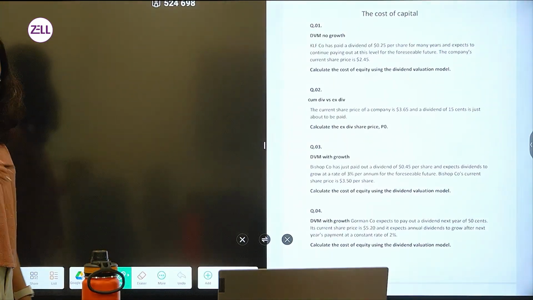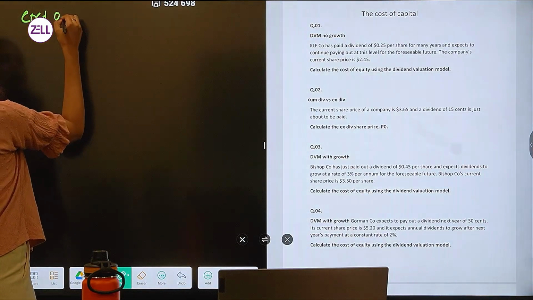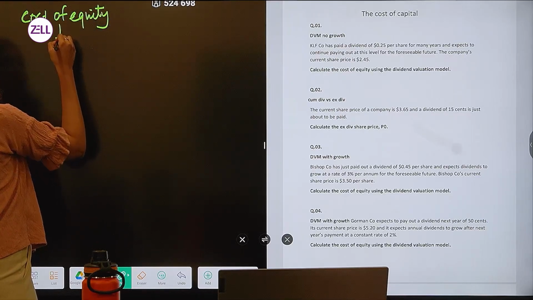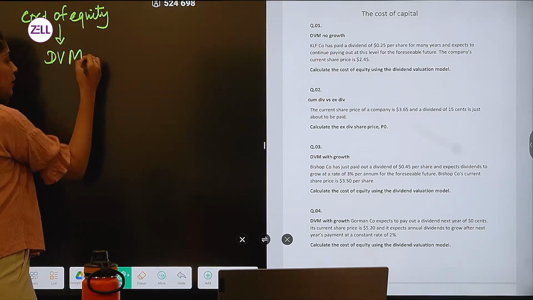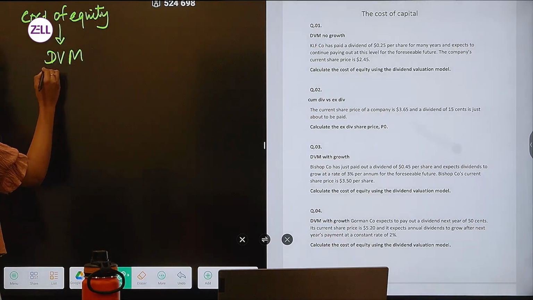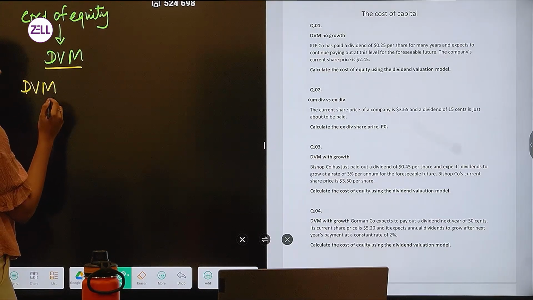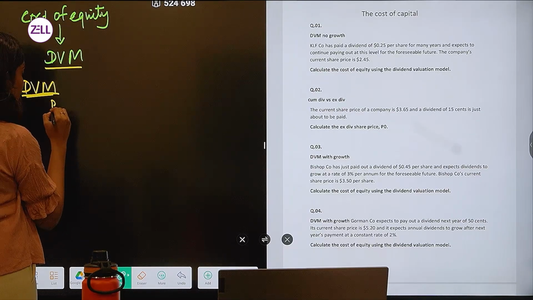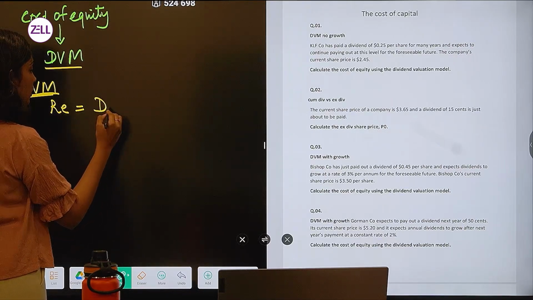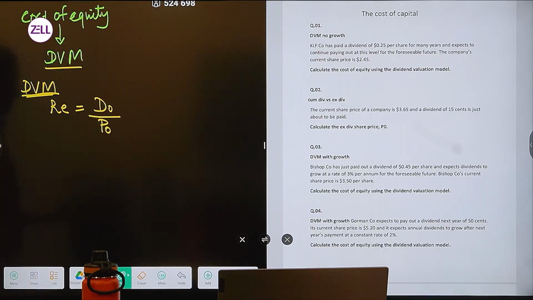So we all know, to calculate cost of equity, what is the formula we just discussed? We use the dividend valuation model. Correct? What is your dividend valuation model without growth? It is Re is equal to D0 divided by P0. As simple as that.